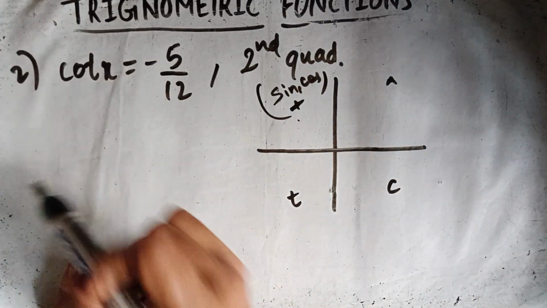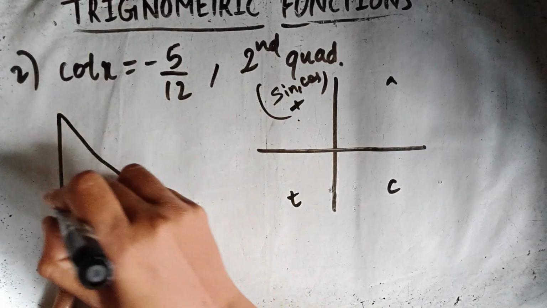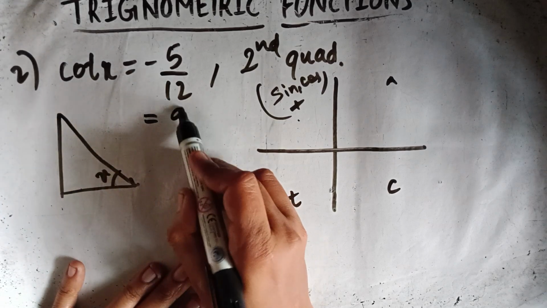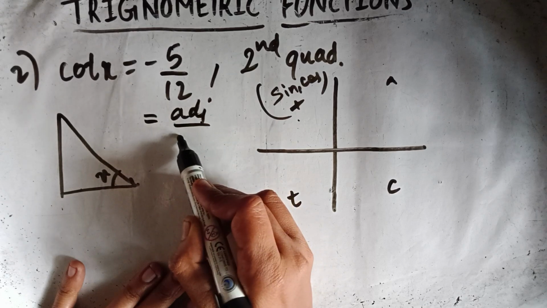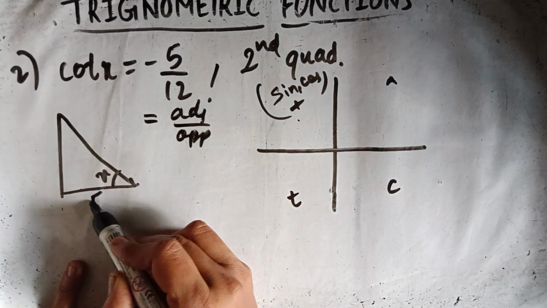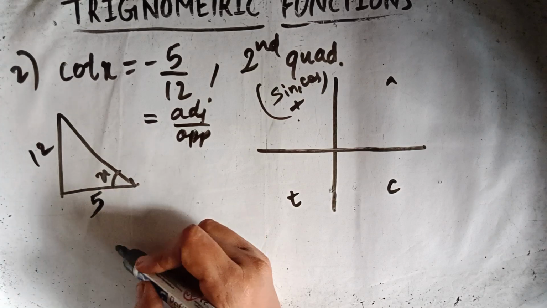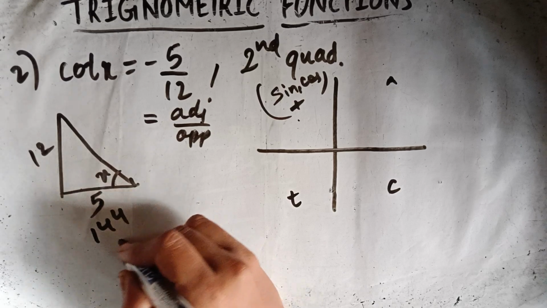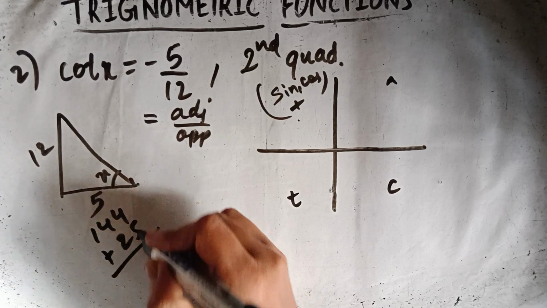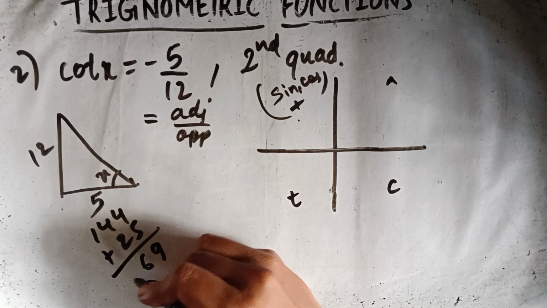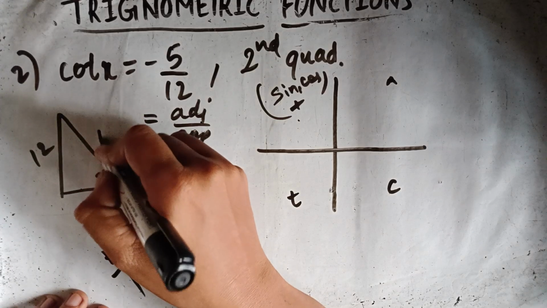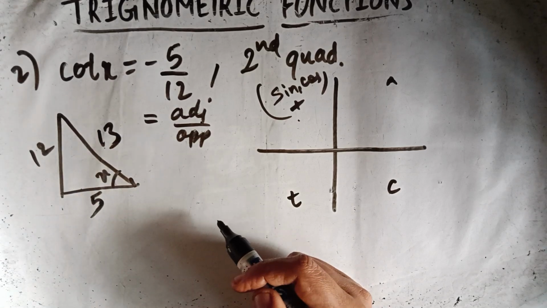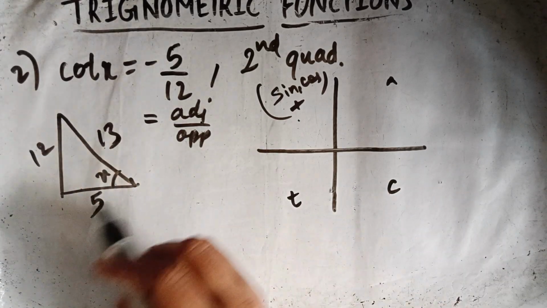So you can use the triangle method here also. Cot of x is adjacent upon opposite. Adjacent is 5, this is opposite. So hypotenuse square will be 12 square plus 5 square, 144 plus 25, right? 169. So this is 13. This is 13 squared. So now you can find out all the values.